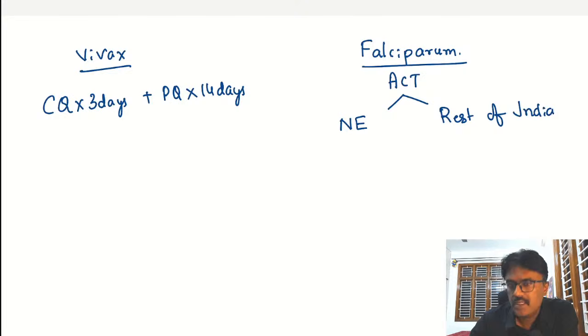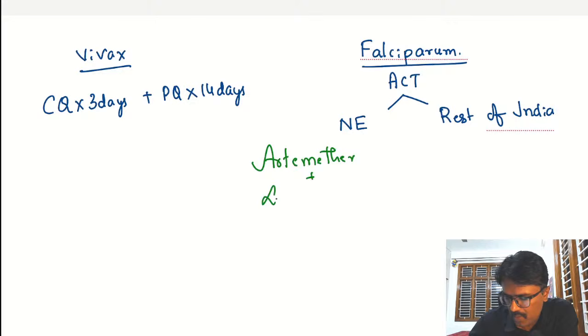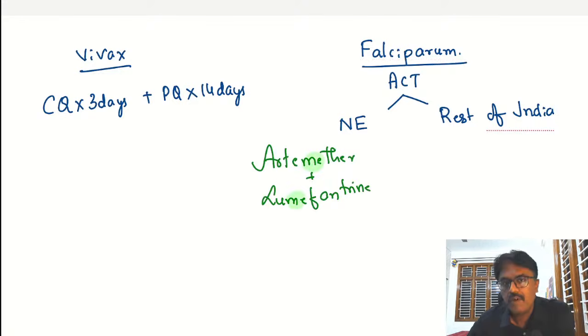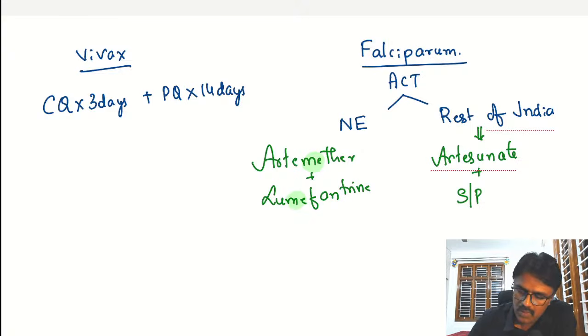If it is northeast, the regimen we use is artemether plus lumefantrine. Remember like this, "me" for northeast. For the rest of India, the combination we use is artesunate plus sulfadoxine-pyrimethamine. For falciparum, there is no need of radical cure, so we use only one dose of primaquine in case of falciparum.